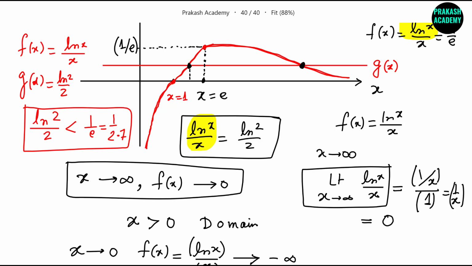So this corresponds to x equals 2. And this corresponds to x equals 4. And this point is x equals e. So this point is x equals e, where you have the maxima. So this is the maximum.